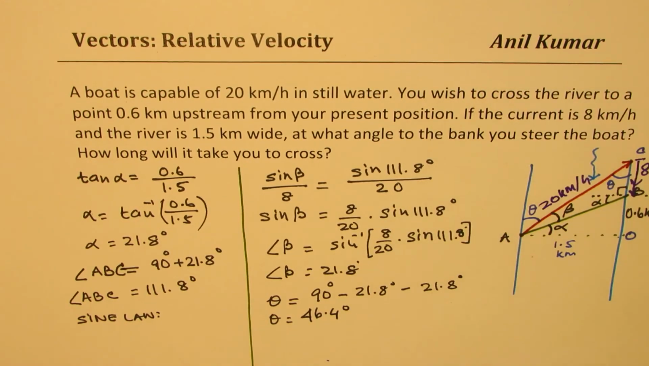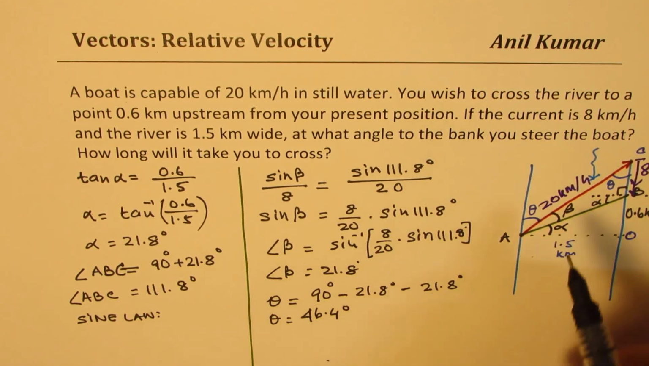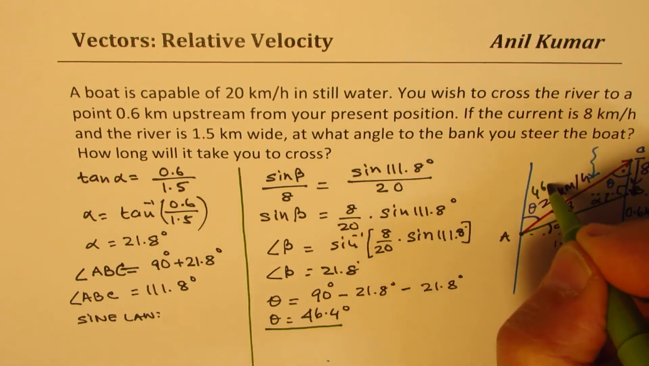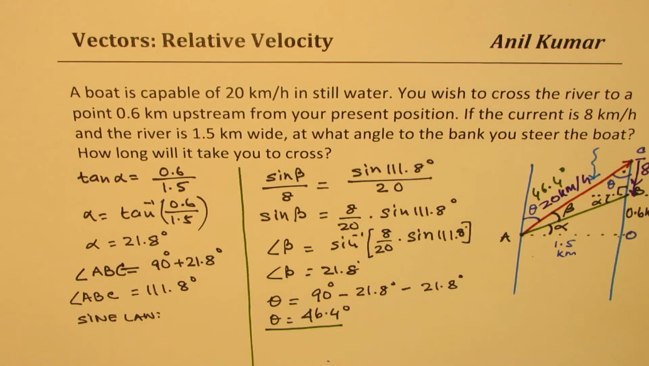So we have found the angle, which is this angle. We also find all other angles in this particular diagram. Now this angle 46.4 is also the angle here, right? So we know our triangle and its angles. So we have one of the answers, which is that the theta angle is 46.4 degrees with the bank. How long will it take to cross? So basically now we need to find the resultant velocity and this distance also. So let's find that out.